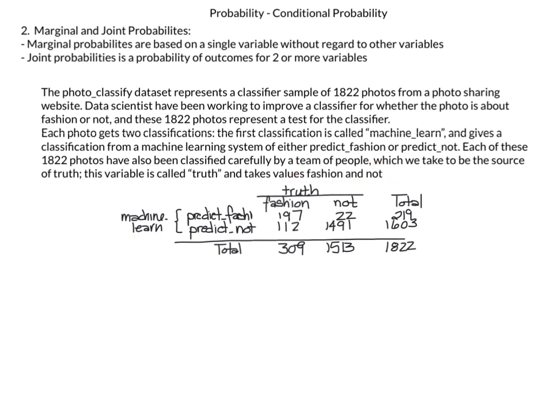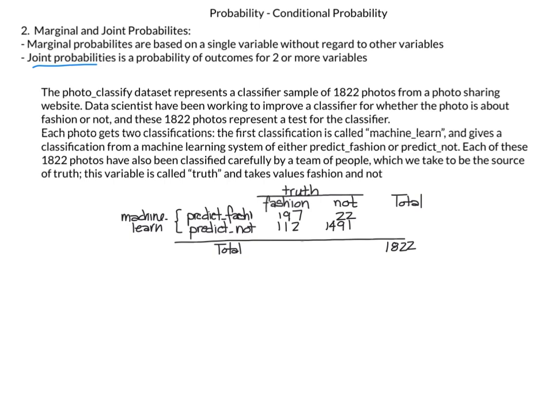So, truth versus our machine learning. First, let's talk about these numbers here. They are going to help us with our joint probabilities, and that's about probabilities for two or more variables. So these numbers talk about two or more variables. They are not probabilities, but counts that we will use to calculate joint probabilities. So let's look at these counts.